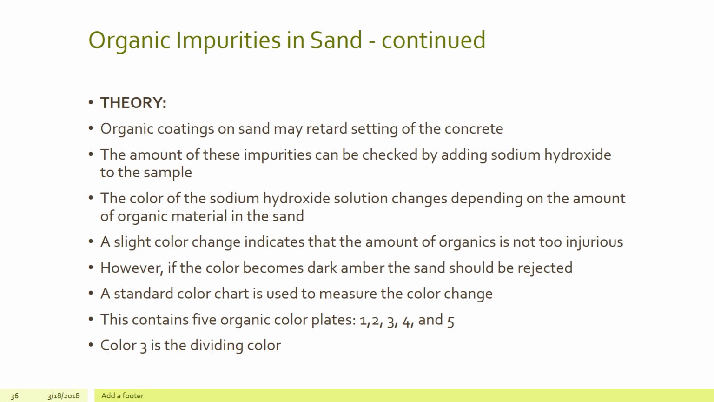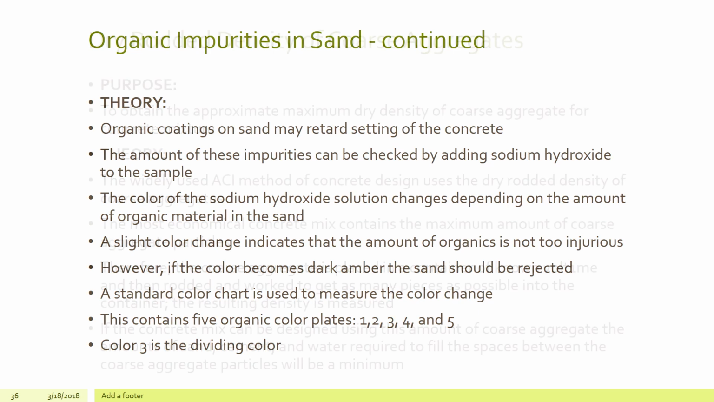The color of the sodium hydroxide solution changes depending on the amount of organic material in the sand. A slight color change indicates that the amount of organics is not too injurious. However, if the color becomes dark amber, the sand should be rejected. A standard color chart is used to measure the color change. This contains 5 organic color plates. We get 1, 2, 3, 4, and 5. Color 3 is, of course, the dividing color.